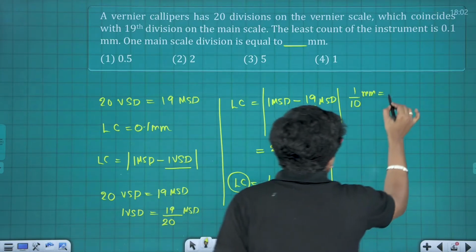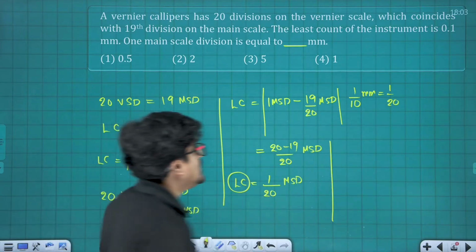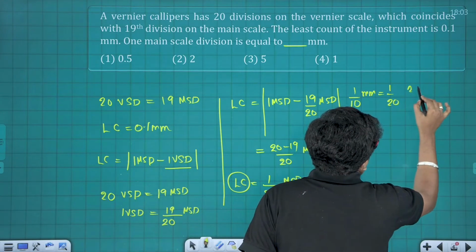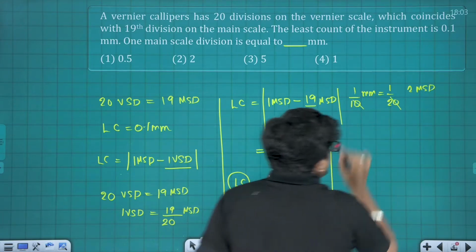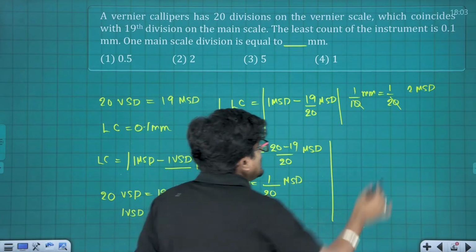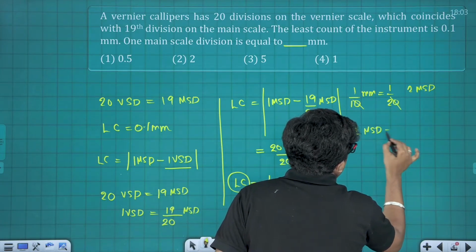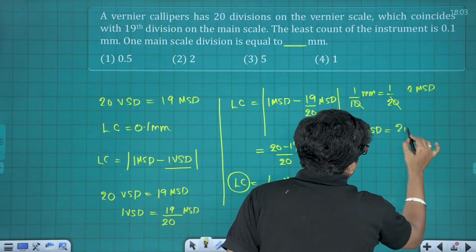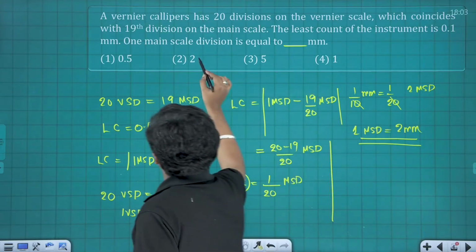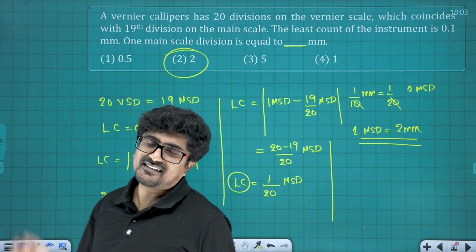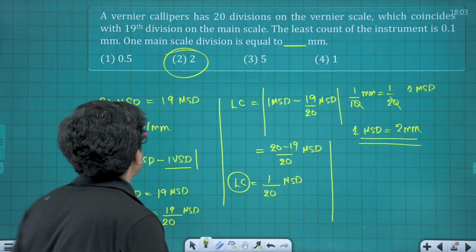That is equal to 1 by 20 into 1 MSD. 0 and 0 will cancel. Now from here 1 MSD is equal to, 2 will come here. So it is 2 mm. Okay, so option 2 should be the correct answer here. Is that okay? Now let's move to the next question.